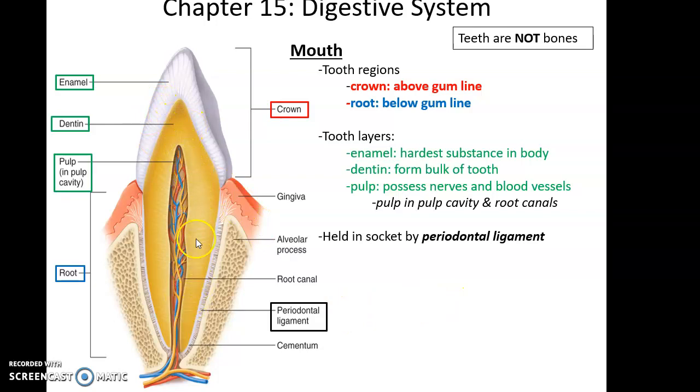Deep to that is the dentin. The dentin tissue makes the bulk of the volume of the tooth. And then deep to that, in the center core, is the pulp. And the pulp is the living tissue, possessing blood vessels, nerves, lymphatic vessels, etc. And the pulp, of course, is found in the pulp cavity and root canal of the tooth. So when you have a toothache, it is pain that is being signaled by nerves in the pulp. Finally, the tooth is held in the socket by this tissue referred to as the periodontal ligament. It holds the tooth in the socket.